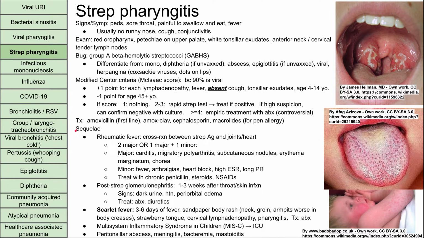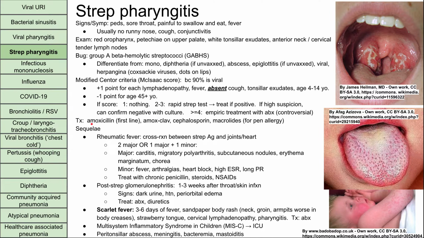And that's pretty important because you do want to avoid these sequelae of strep throat that we'll talk about in a second. If the patient has a score of 4 or more, you can just immediately do empiric treatment with antibiotics. I think there's one of these regulatory agencies that does not like the idea of empirically treating with antibiotics, but most agree that if it's this obvious that it's strep throat, you can go ahead and give empiric treatment. So what is that treatment?